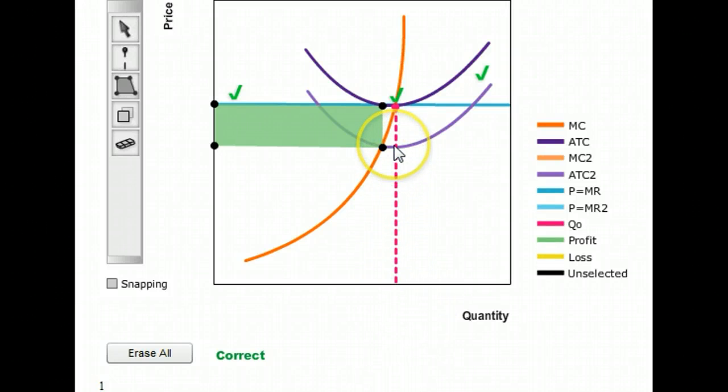However, the profit now should be drawn from this intersection point, the pink intersection point, to where the average total cost curve is to be found corresponding to this profit maximizing level of output. So your profit rectangle should actually extend all the way to the dotted line. And Econ Portal, in fact, gave you credit incorrectly for this problem.